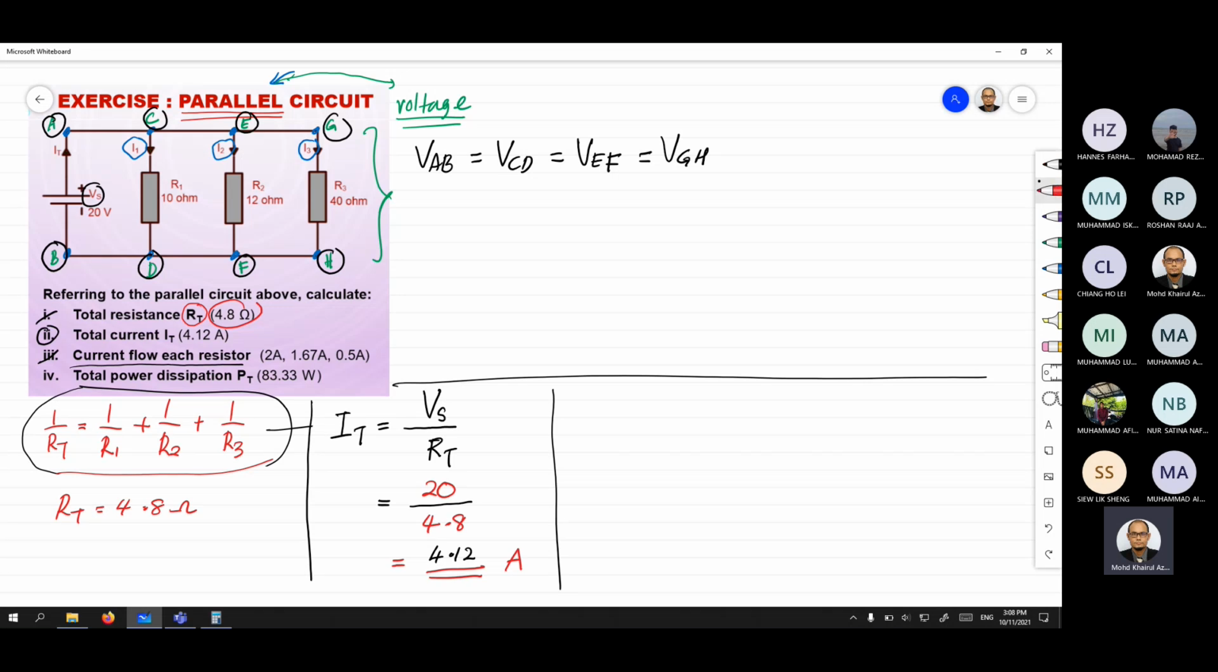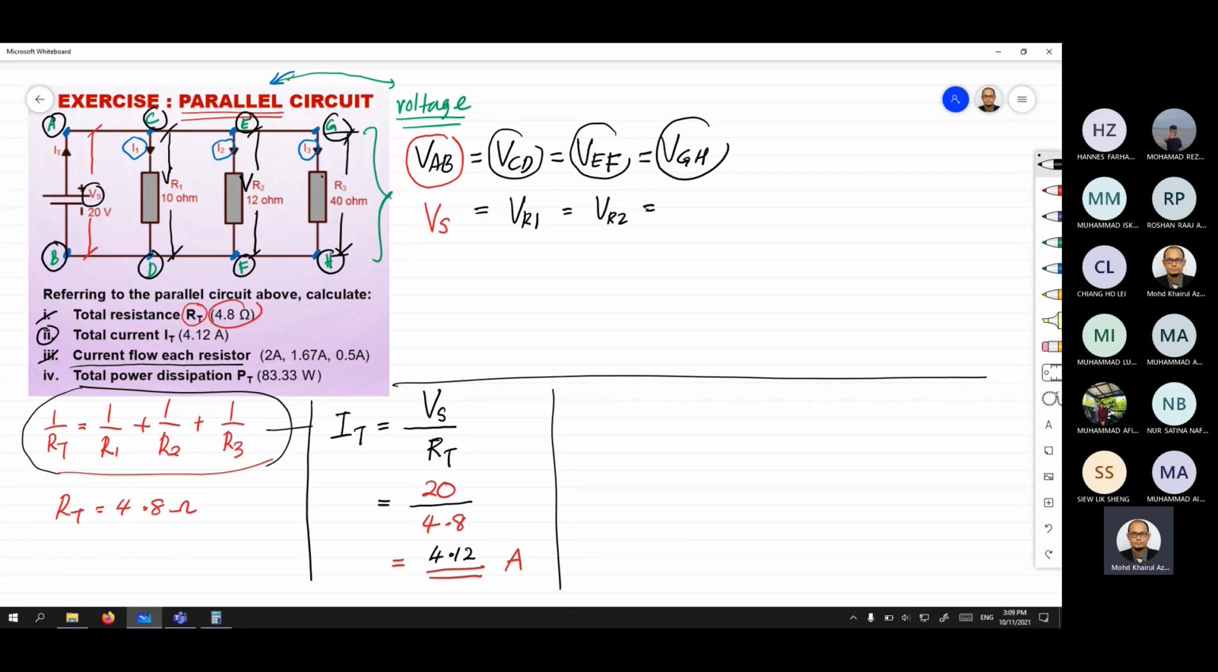Baik, tapi kita tahu VAB here, the voltage occur on VAB point here is VS, and then your VCD, okay, VCD dia dibuat oleh perintang R1, so dia akan jadi VR1. Okay, do the same for VEF. So VEF is actually contributed by your resistor number 2, VR2, and then VGH is given by your resistor number 3, VR3. So take a look at this one.